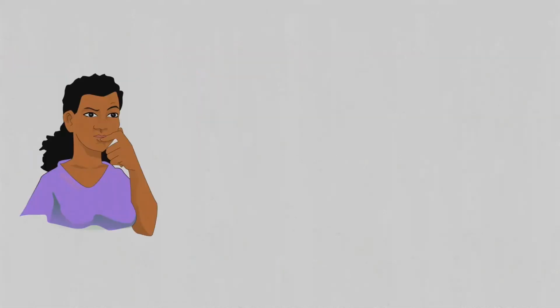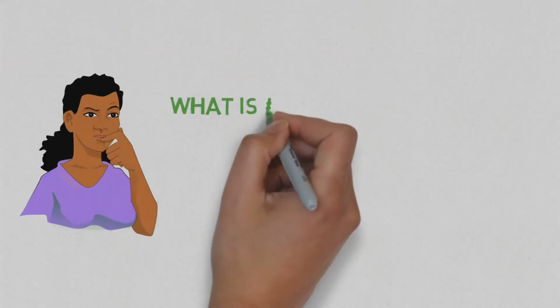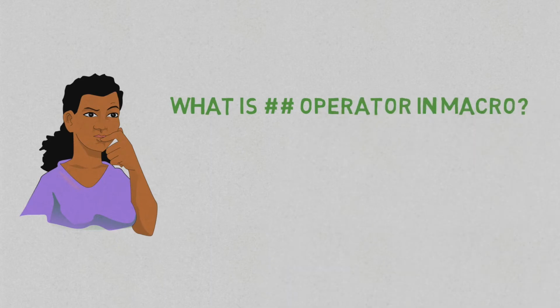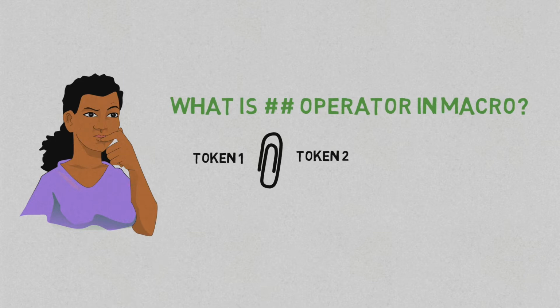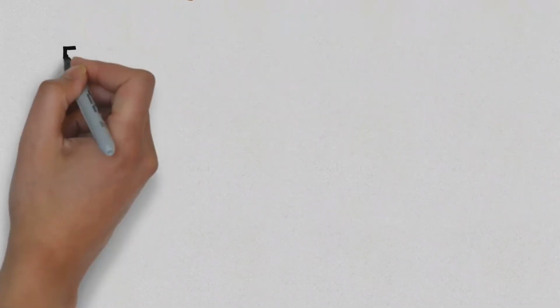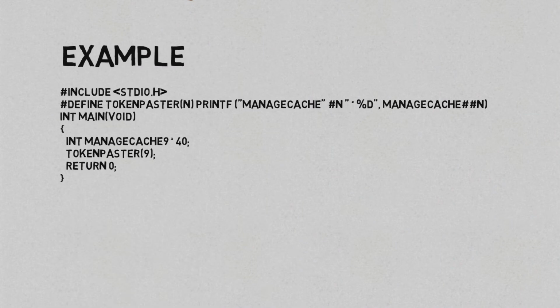Okay. Now let's begin with the ## operator in macros, double hash. This is also known as the token pasting operator. This token pasting operator is used to combine or concatenate 2 arguments at the same time. We will see an example for this also. Here #include stdio.h, then we have a token paster function or macro, and in that what we are doing is concatenating manage cache with n. N is the parameter which is passed to the token paster function.